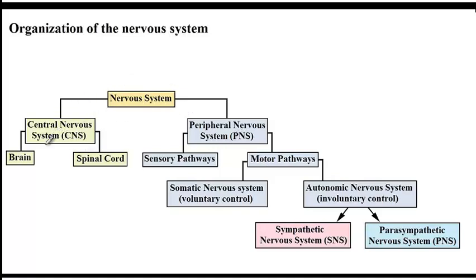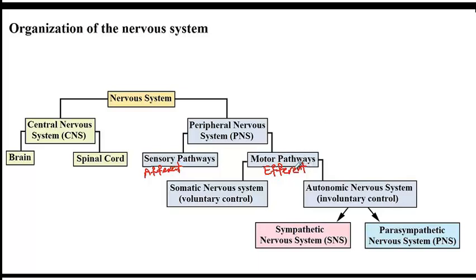The central nervous system further divides into two other branches, which includes the brain and the spinal cord. The peripheral nervous system, on the other hand, is divided into the sensory and motor pathways. The other name for sensory pathway is afferent pathway or afferent neurons, while the other name for motor pathway is efferent or effector neurons.